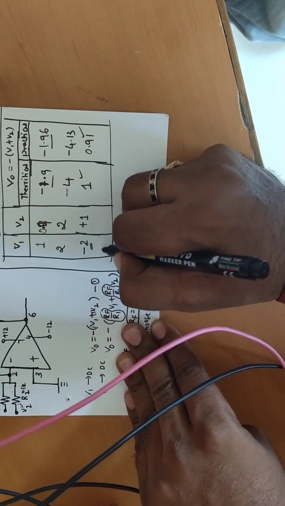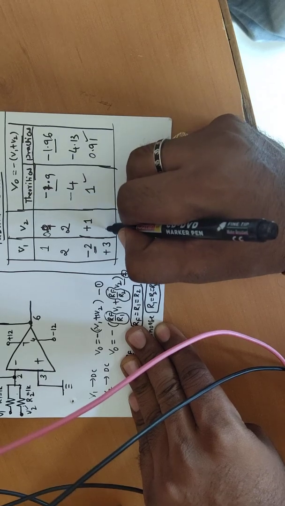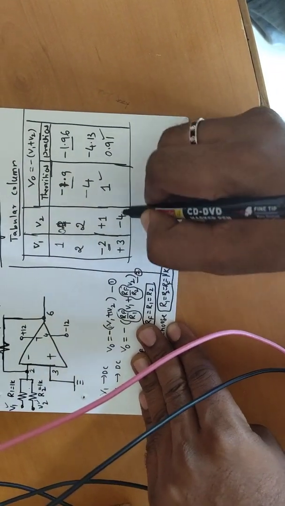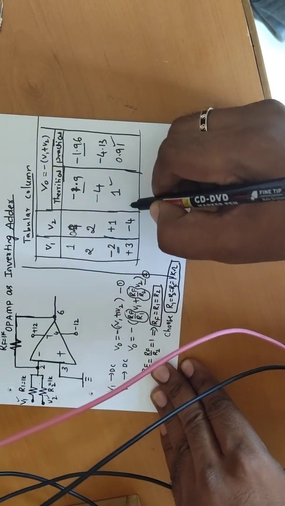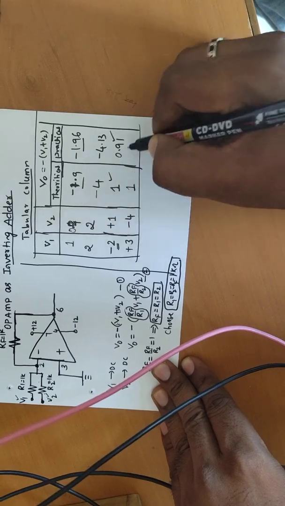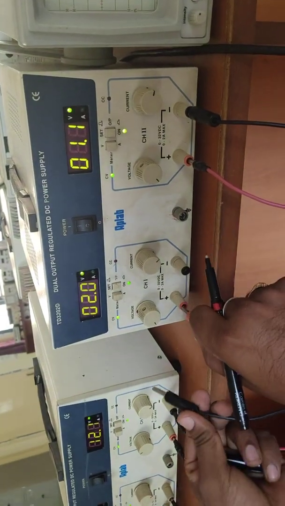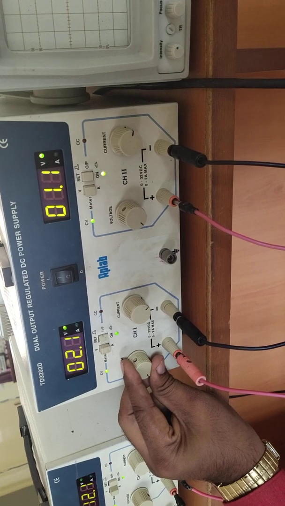Let us keep plus 3, and one more is minus 4. In this case the difference is 3 minus 4, which is minus 1. In this case also we are going to get plus 1, and I will verify the practical value. The first one is plus 3. For the second I have to reverse the polarity so that it becomes a positive voltage. So this I will make plus 3.